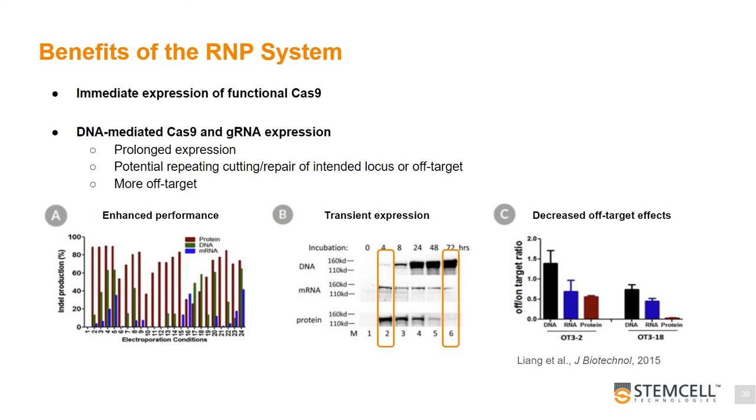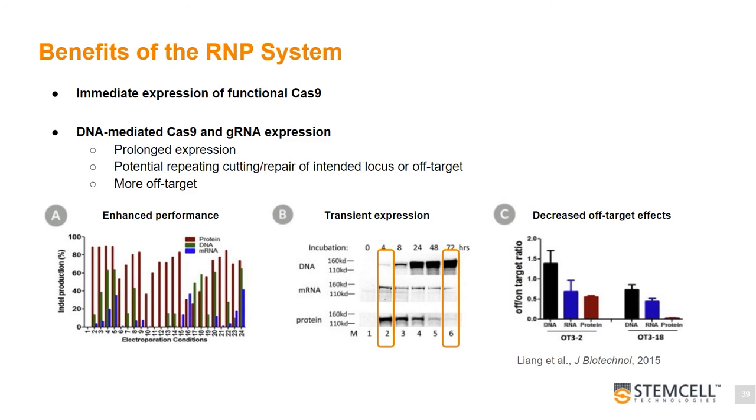In this study, Nguyen et al. demonstrated that across a number of different electroporation conditions, RNP or protein-based delivery of Cas9 outperformed both DNA and mRNA in terms of indel generation, as shown in Figure A. Figure B is a Western blot analysis of Cas9 expression after being delivered into the cell using DNA plasmid, mRNA-based, and protein-based methods, from 0 hours up to 72 hours post-delivery.